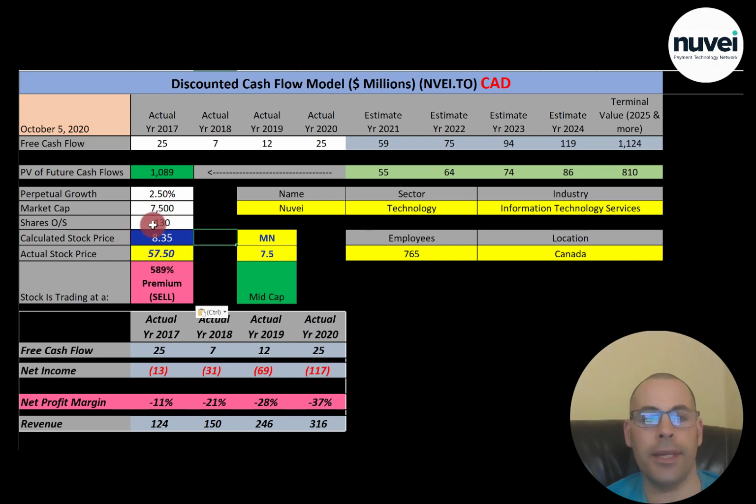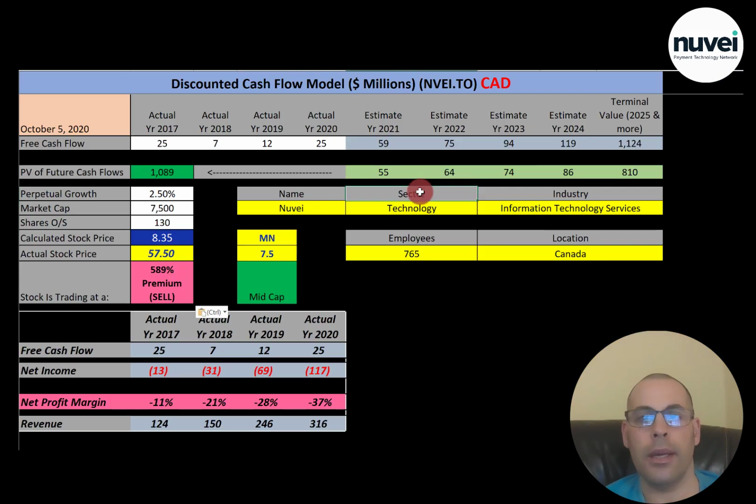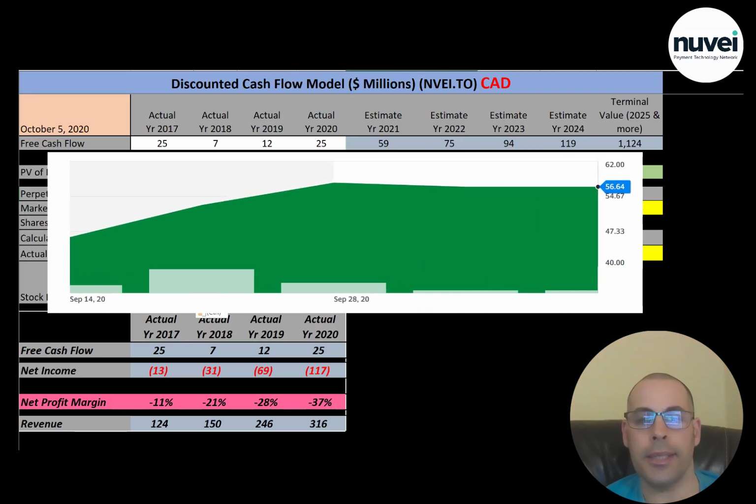They're trading at $57.50, so they're trading at a 600% premium. It's a really strong sell according to the model. Simply Wall Street has them valued even lower at $638, so they're saying the stock is way overvalued. Let's see where the stock has been trading since it IPO'd.